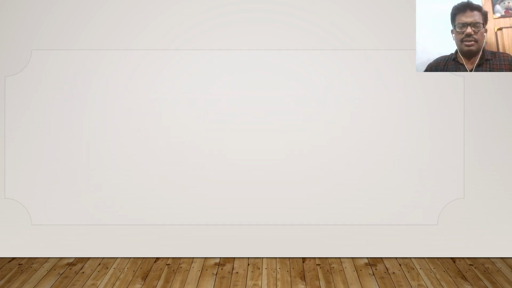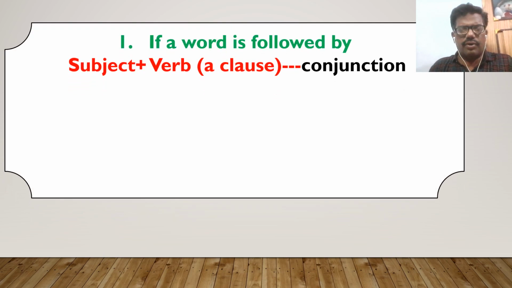Here are the clues. Number one, if a word is followed by subject plus verb, that means a clause, then we can easily say that the word is a conjunction.